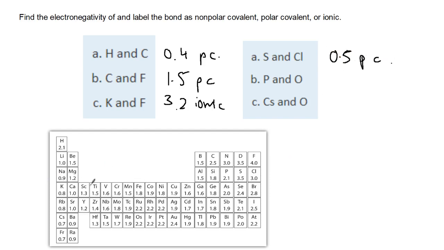P and O, phosphorus and oxygen. This is O, by the way. This is 1.4, which is polar covalent. And finally, cesium and oxygen. Cesium oxide, that's a thing. Okay, that's pretty interesting. Cesium oxide is 2.8, which means it is ionic.